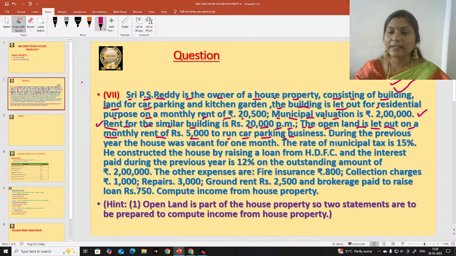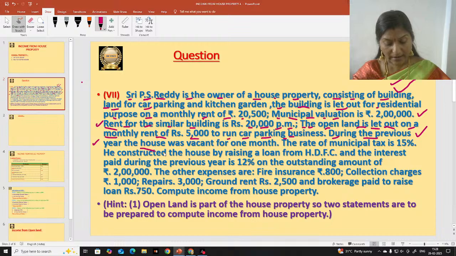And next, during the previous year, what happened? During the previous year, the house was vacant.